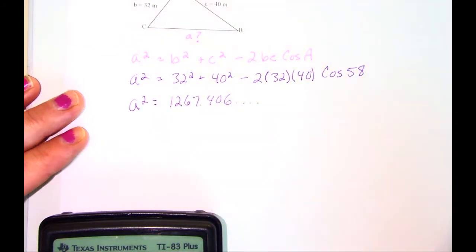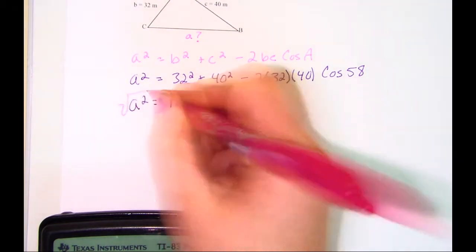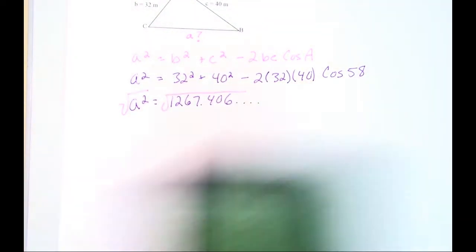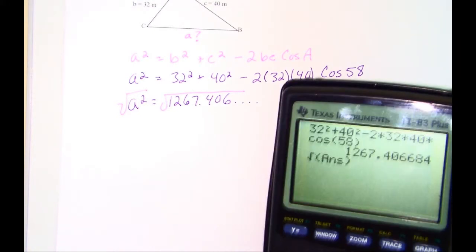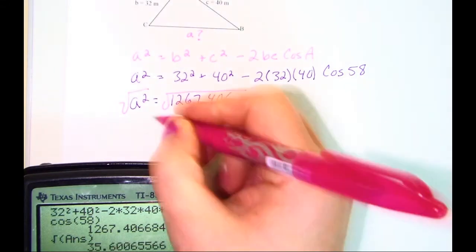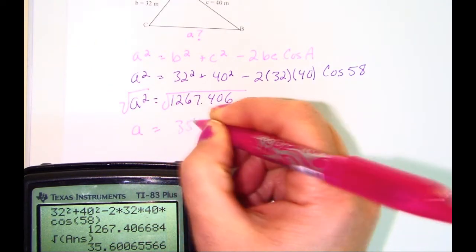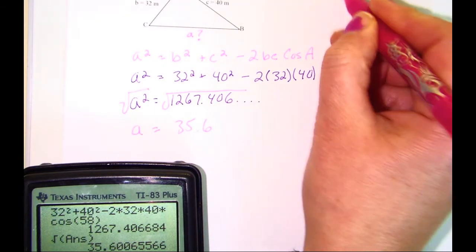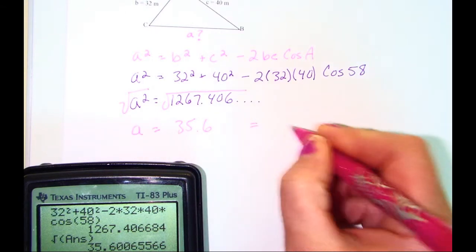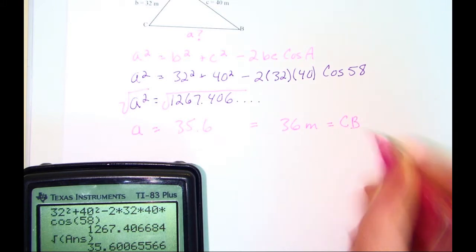1267.406, we'll just go dot dot dot. Now, because that's A squared, like you said, we need to take the square root. I can just do that on the calculator, second function square root, second function answer, because that puts that number back in for me. Enter, and I get A equaling 35.6, which we round off. It said to the nearest meter, so we would round that off to 36 meters.